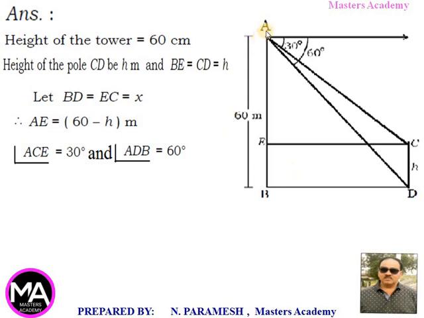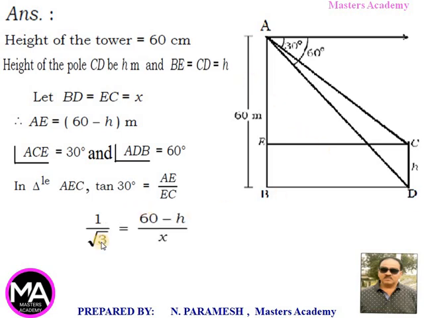Angle ACE is equal to 30 degree, alternate angles. Angle ADB is equal to 60 degree, alternate angle. In triangle AEC, tan 30 degree is opposite side AE by adjacent side EC. Tan 30 degree is 1 by root 3, which is equal to AE, that is 60 minus H, by X.